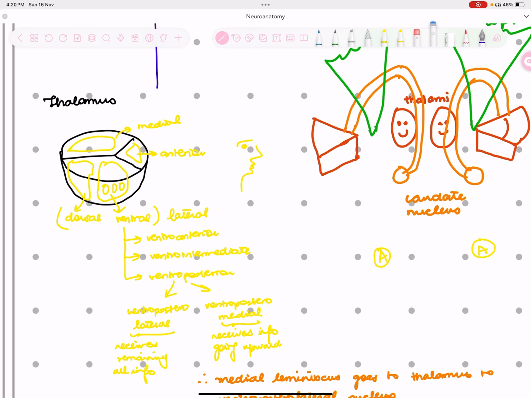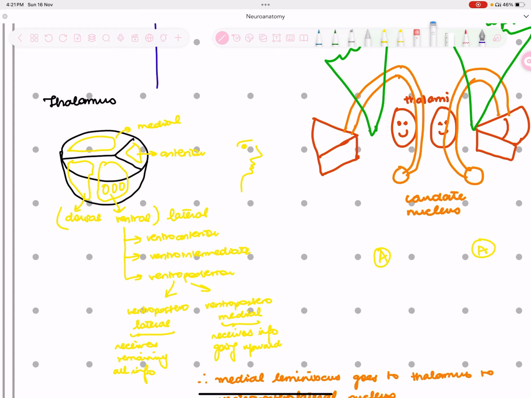Now the lateral is further divided into a ventral in the front and dorsal at the back. So this is lateral, ventral, and dorsal, right? Ventral in the front and dorsal at the back. Now that ventral is further divided into three divisions: anterior, intermediate, and posterior.